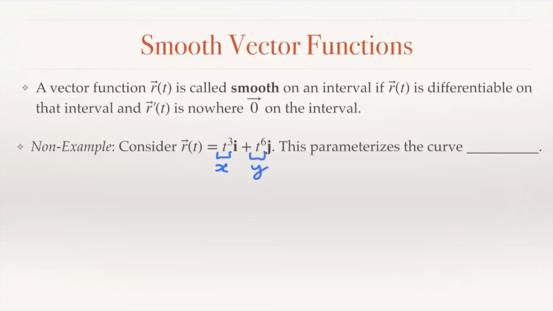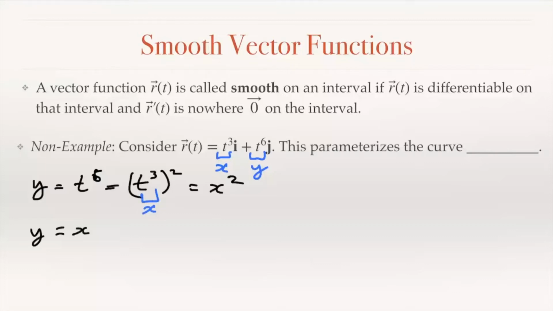Well, y, that's t to the 6, which is t cubed squared, but t cubed is x. That's our x. Okay, so this parameterizes the curve y equals x squared, a parabola. Now, what's interesting here is a parabola clearly has a tangent vector at 0.